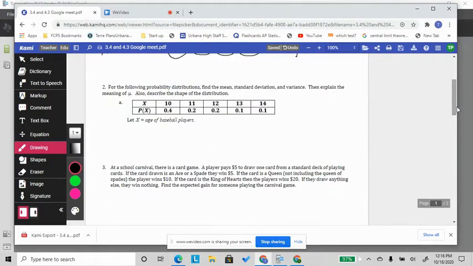Okay, next one, it says for the probability distributions, find the mean, standard deviation, and variance. Then explain the meaning of mu and also describe the shape. So I'm going to change my color here. This is going to go in list 1. This is going to go in list 2 on my graphing calculator.